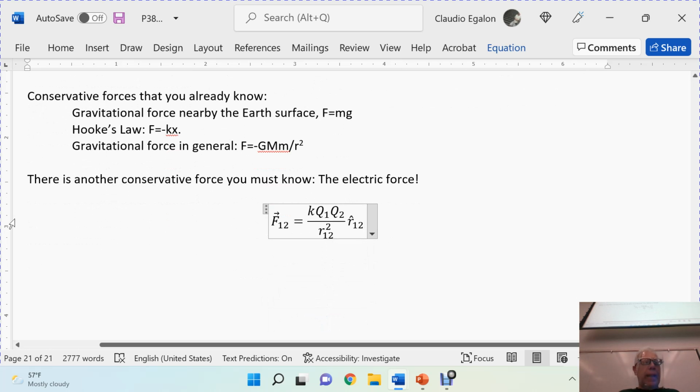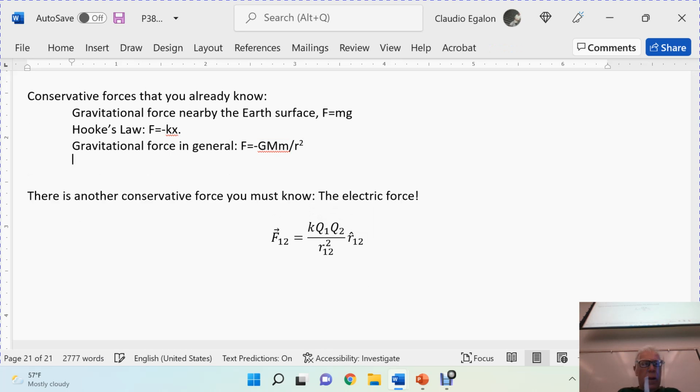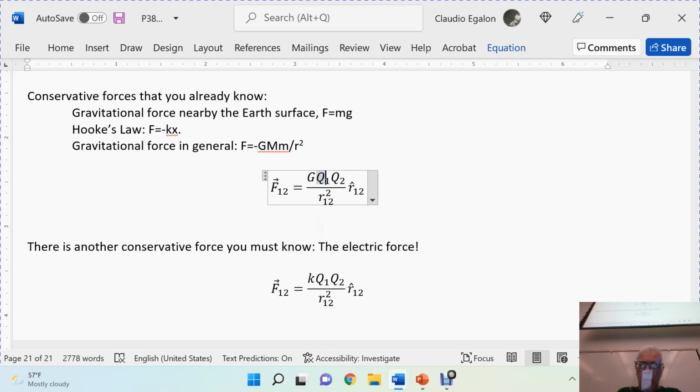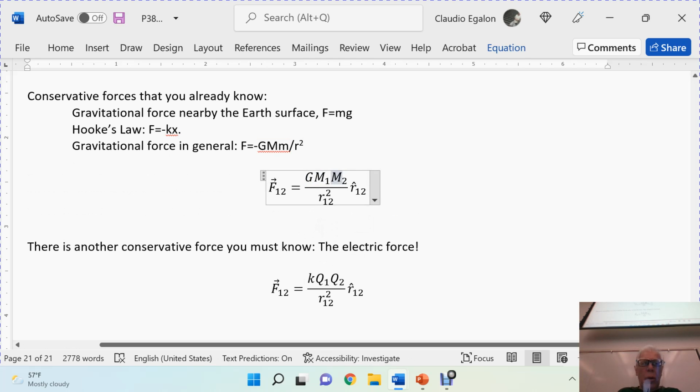Just be reminded that the gravitational force has a similar notation, right? Gravitational force is going to be like that: big G, M1, M2, okay? But the only difference is that we have a negative sign here. That's for the gravitational force.